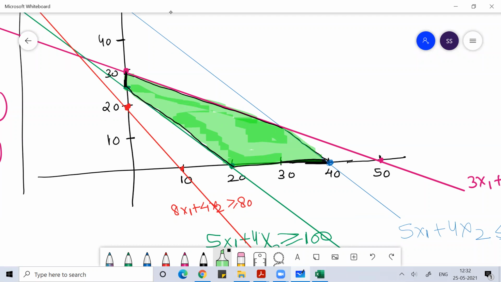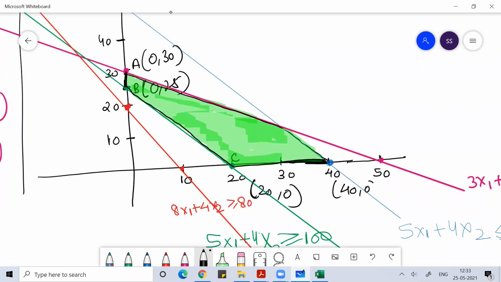So now the next task is to find the coordinates. This would be 0, 30. This would be point B. Suppose point B is 0, 25, correct? If this is point C, C would be 20, 0. This would be 40, 0. And then this point E.